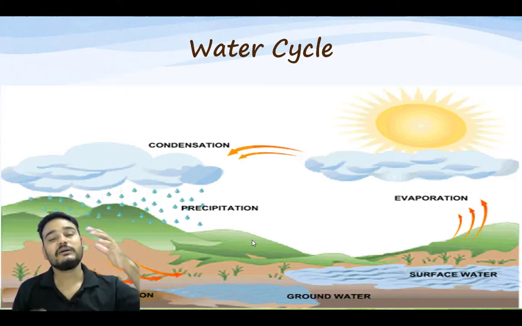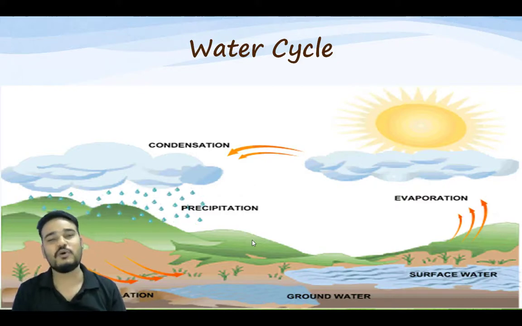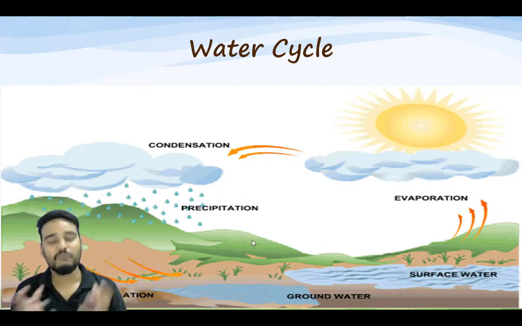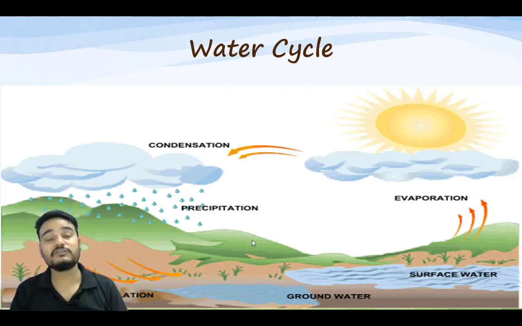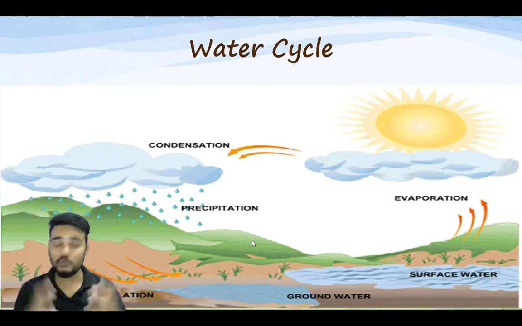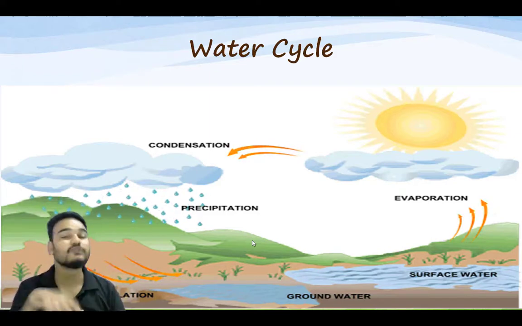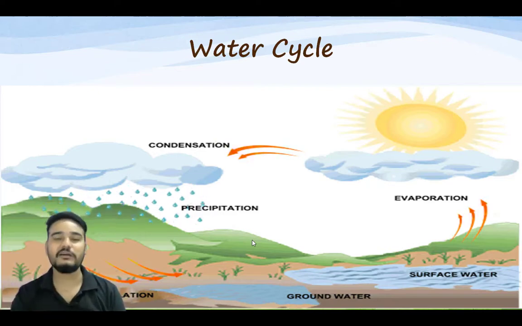That is from evaporation to condensation, and then precipitation. Surface water is flowing through rivers, going to oceans, or going inside our earth, where it is stored in the layers of earth. So this is the water cycle that we will be learning again in depth in the next chapter also.